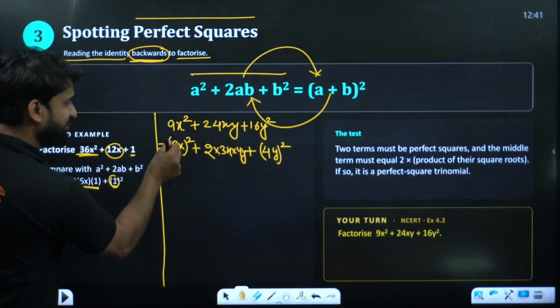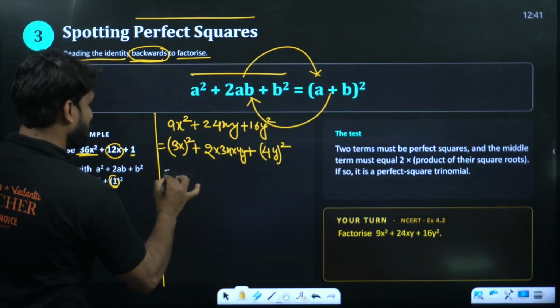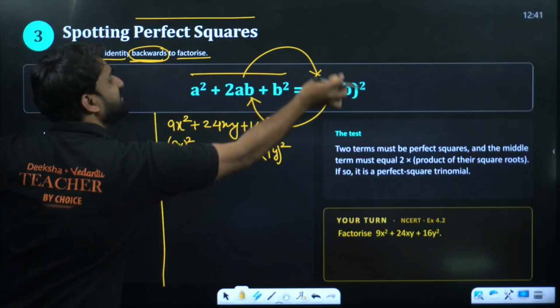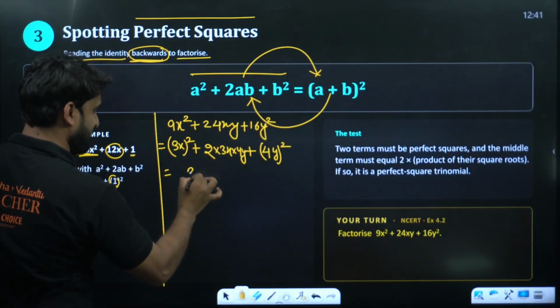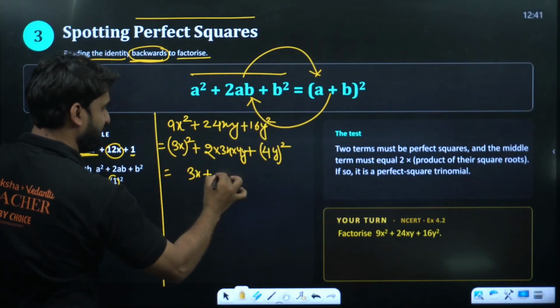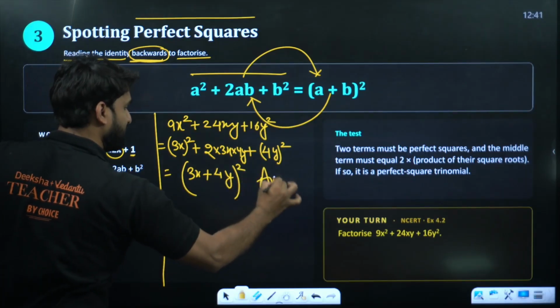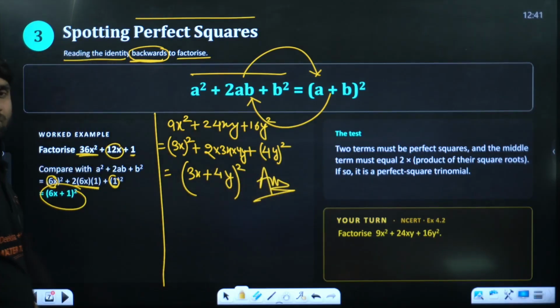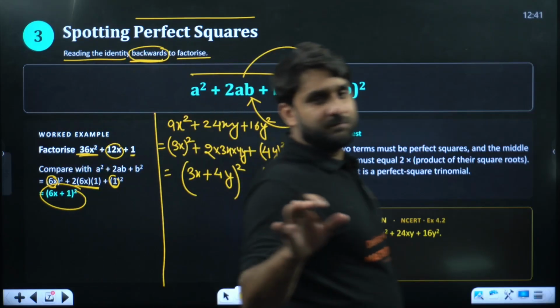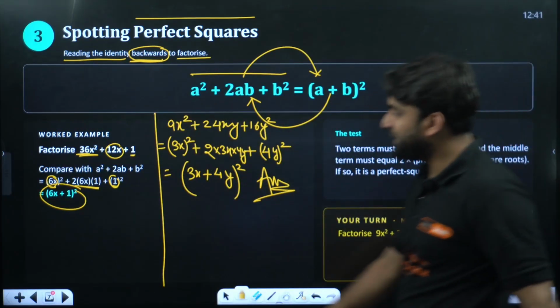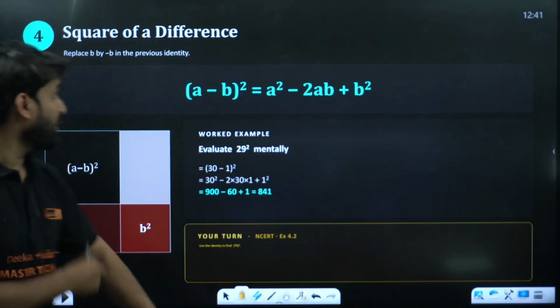So this is a square, b square and 2ab. So we can apply the identity in reverse. So x is basically 3x and in the place of y, we can write 4y. So this is 3x plus 4y whole square, which is your answer. All right, everyone. I hope this is clear to you all. Moving ahead. Next.